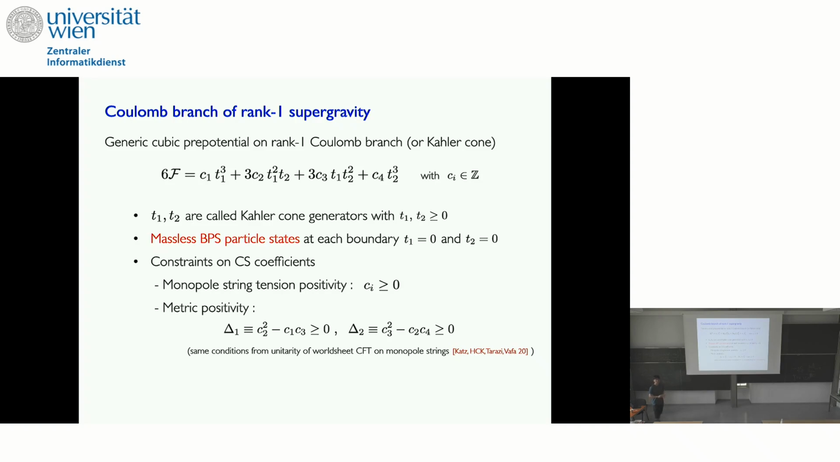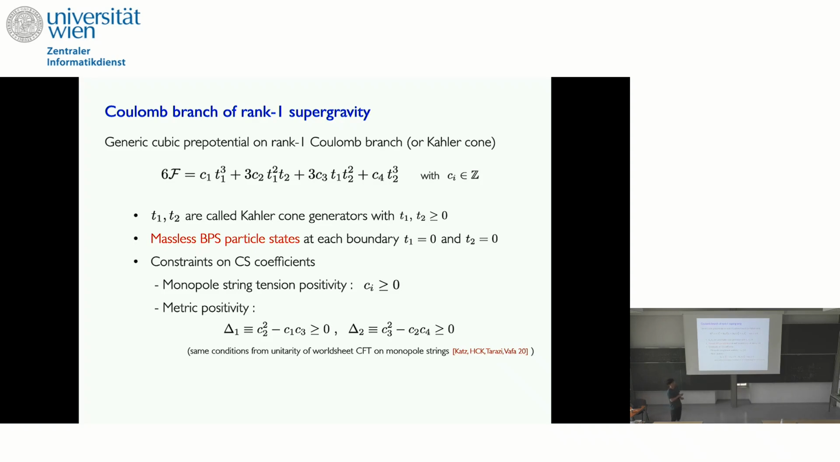But here, I will discuss constraints beyond the geometric consideration, without assuming any specific UV completions. So I have to prove all the conditions from the bottom-up approach. So monopole string tension gives this condition, and the metric on the Coulomb branch also needs to be positive, and they provide these 2 conditions, which I will denote as the delta 1 and delta 2 conditions. So there are many conditions among these 4 integral coefficients. Okay. I will use these conditions later to constrain the 6D supergravity theory.